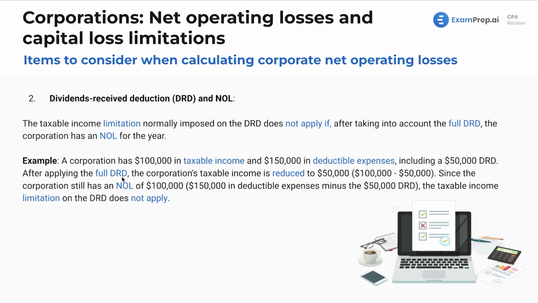Now, after applying the full DRD, the corporation's taxable income is reduced to $50,000. We see the $100,000 minus the 50. Since the corporation still has an NOL of $100,000, that's $150,000 minus the DRD, the taxable income limitation does not apply here. Again, this is essentially what we were dealing with earlier. But we love examples, right? The more examples we see, the more we practice, the better chance we'll have for the exam.